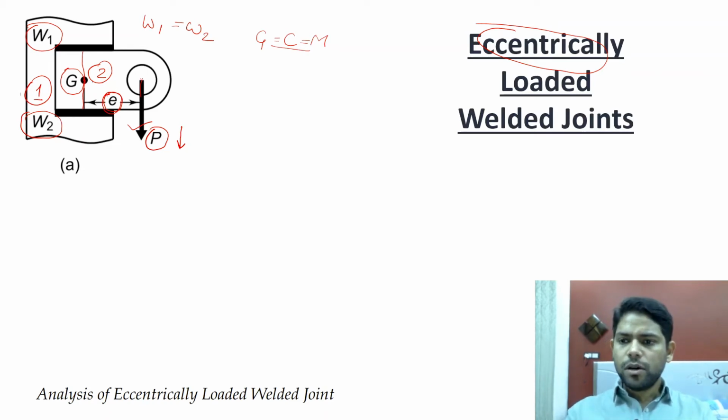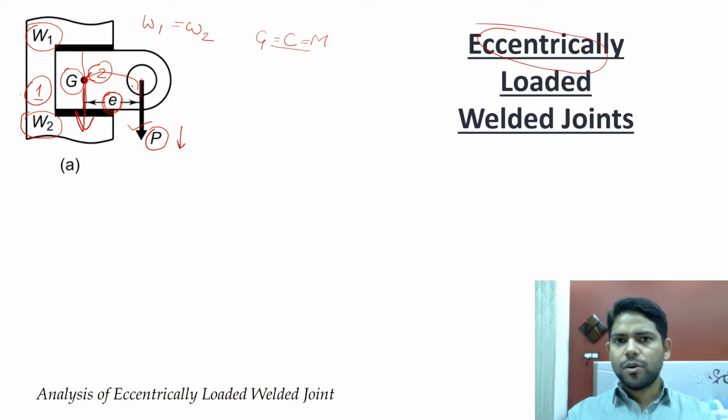Now we don't know how to design a weld subjected to an eccentric load. However, we know how to design a weld where the load passes through the centroidal axis. So what we will do is bring this load to the centroid, from here to here like this.